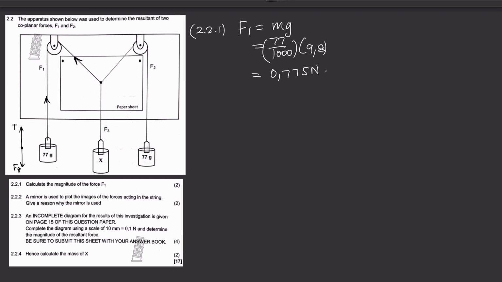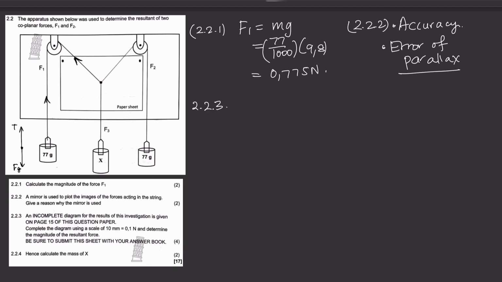2.2.2, a mirror is used to plot the images of the forces acting in the string. Give a reason why the mirror is used. So it's used for accuracy. It's more accurate, and it avoids something called the error of parallax. So for accuracy and to avoid the error of parallax.